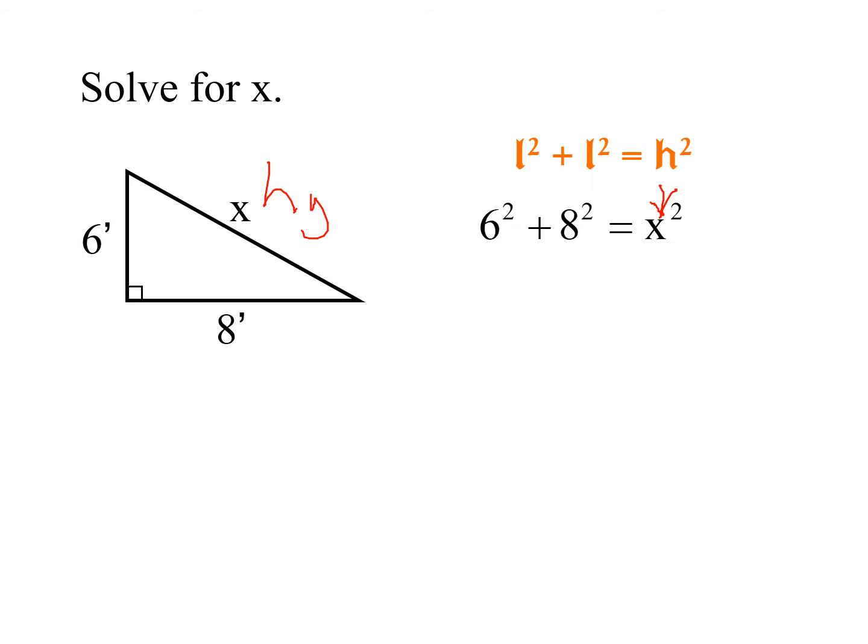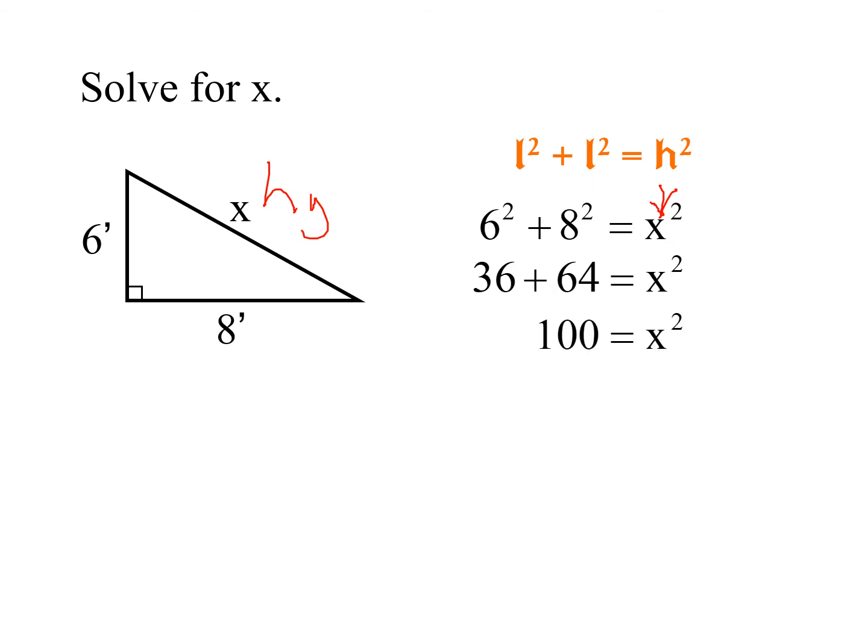Okay? Now you can pick up your calculator if you need to, but you should know some of these by heart. 6 squared, that's not times 2. That little number is not a 2, that's a square. So 6 squared is 36, 8 squared is 64, equals x squared. Okay, exponents first. We still got some work we can do right here. Add it up, you get 100.